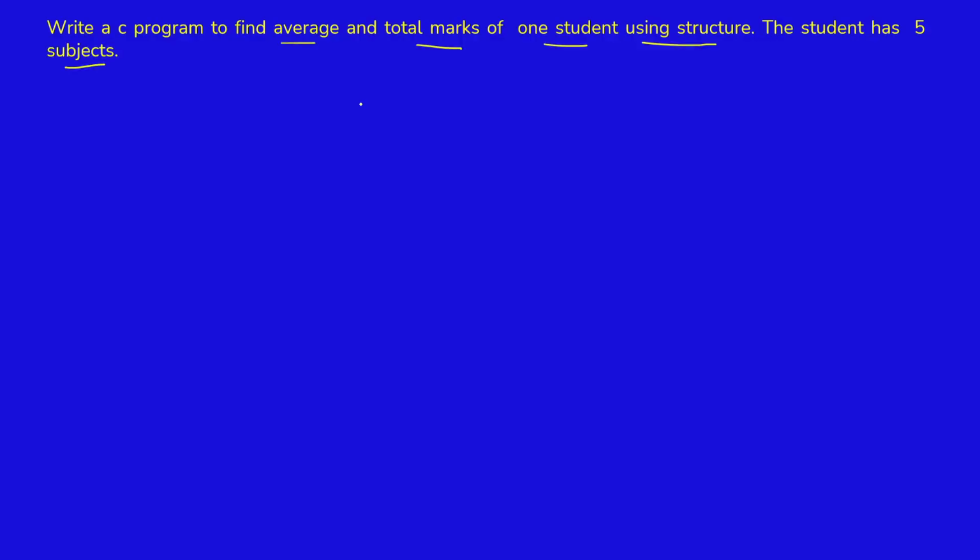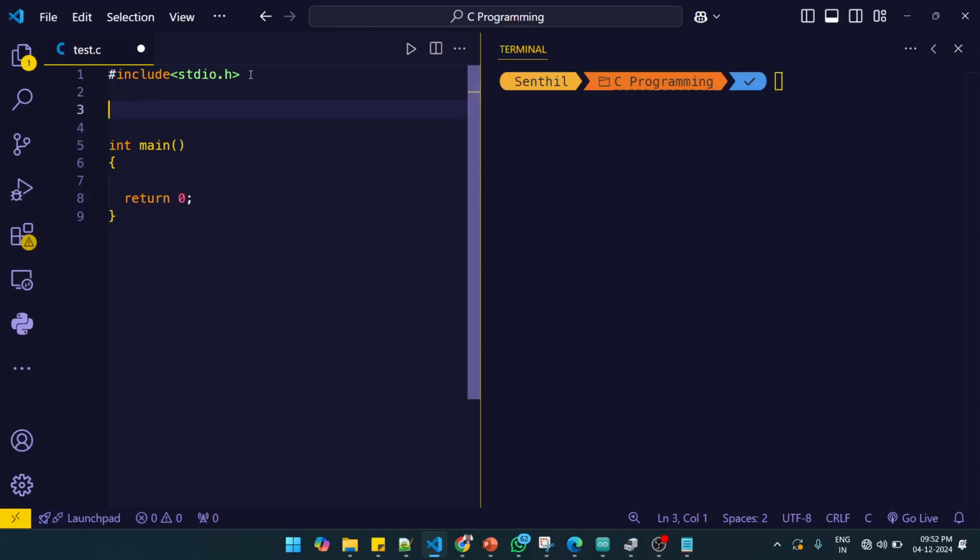Let's see how to do this in VS Code. So first I'm going to define the template of the structure. Typedef struct. Here the name of the structure is student.